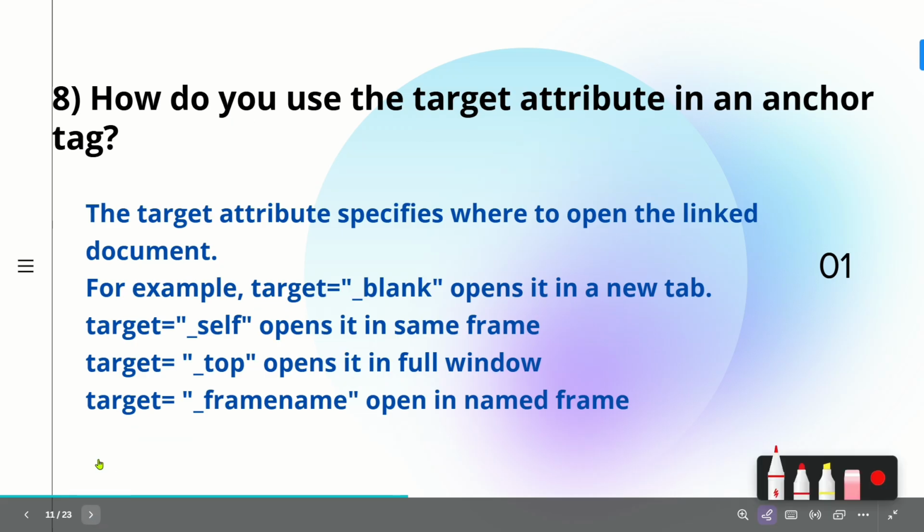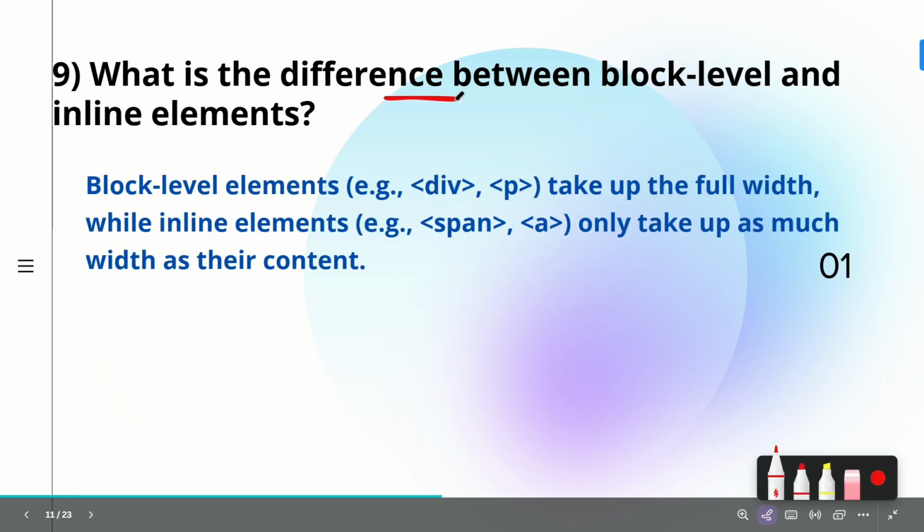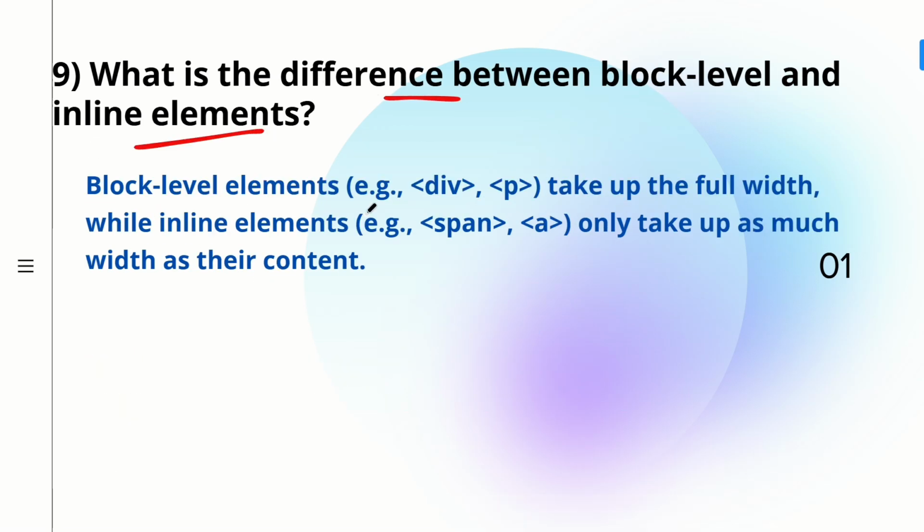Now we will see the ninth question. What is the difference between block level and inline elements? So block level elements take up the full width, whereas inline elements take only the space of their content. So their width is equivalent to their content. Let us see an example. If you write div or p, these are examples of block elements.